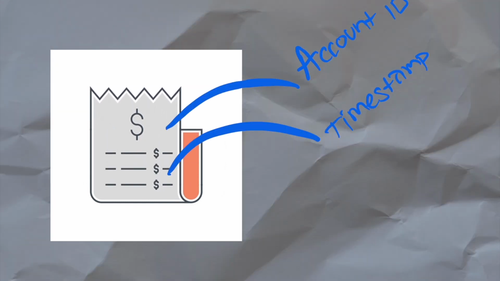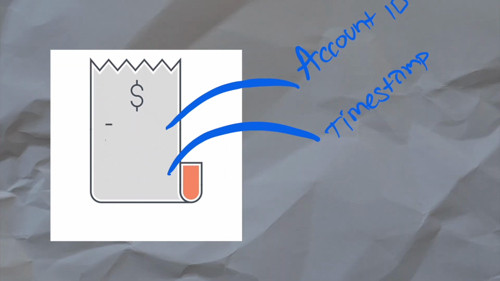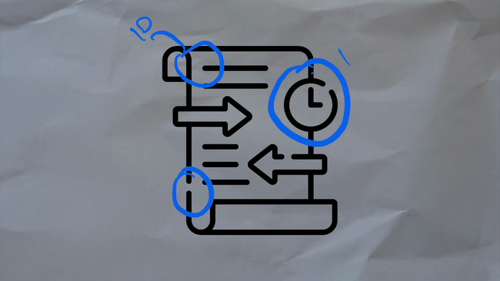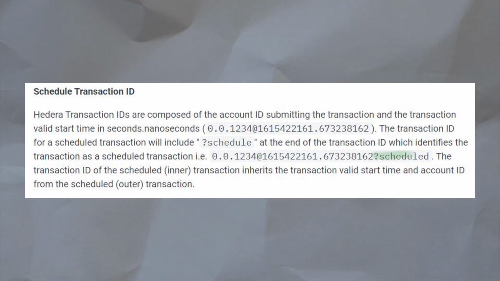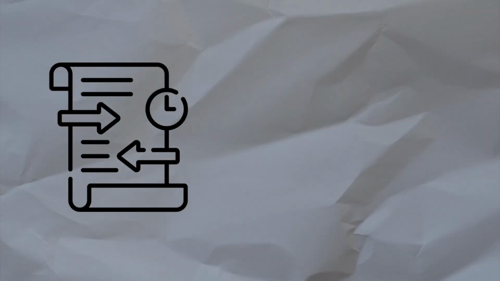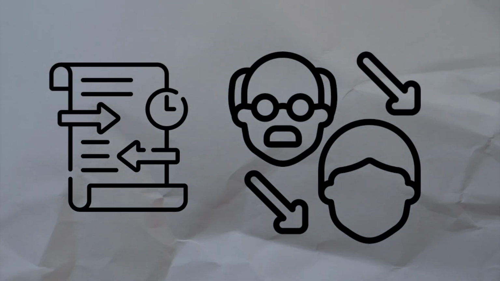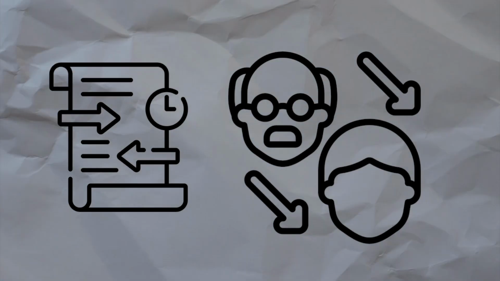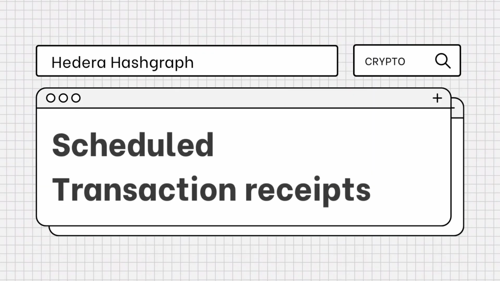As covered in earlier steps, Hedera transaction IDs are composed of the account ID and transaction valid timestamp. However, for scheduled transactions, there's an additional schedule parameter at the end of the transaction ID. The transaction ID of the scheduled inner transaction inherits the transaction valid start time and the account ID from the scheduled outer transaction.